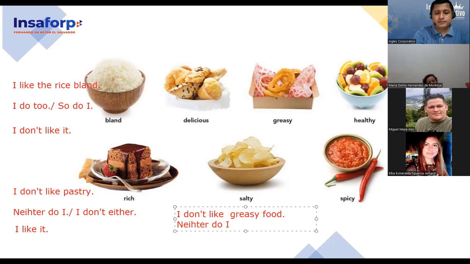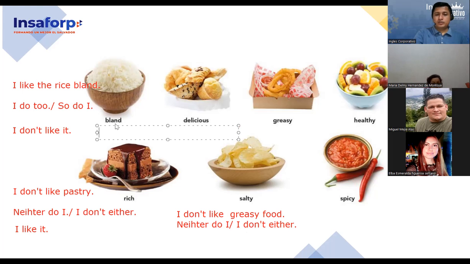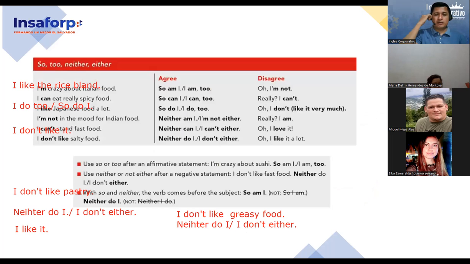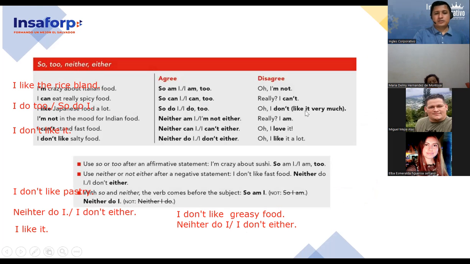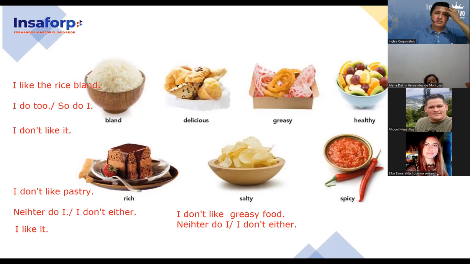And what is the other one? I don't either. Exactly. Either. I don't either. So this is the way you do it. This is the way you show agreement with something, right? Neither. Oh, yes, I did a mistake. I'm sorry, I did a mistake with the spelling. I switched the letters. That's why. The correct one is this one.